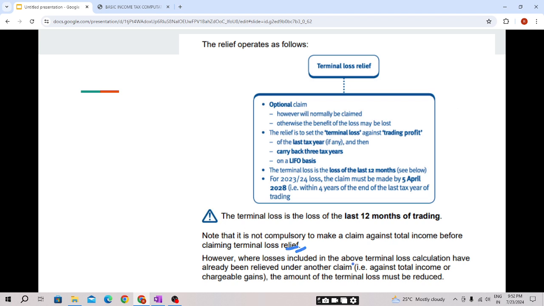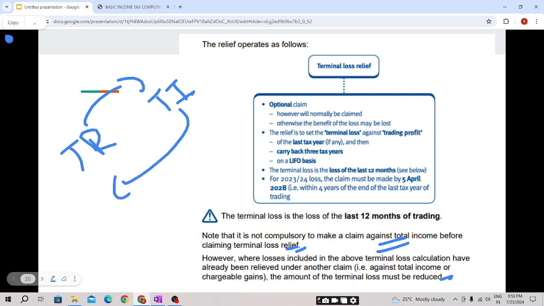However, where losses included in the above terminal loss calculation have already been relieved under another claim, that is against total income or chargeable gain, the amount of terminal loss must be reduced. If we have already claimed against the total income, then the terminal loss amount will reduce. Either we can start with terminal loss, then move to taxable income, or we can start from taxable income and then move to terminal loss.